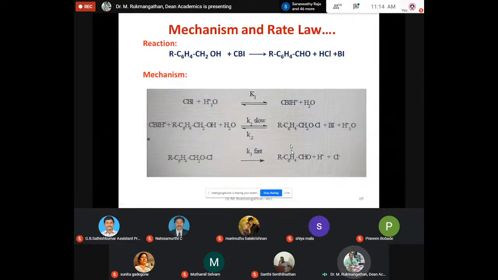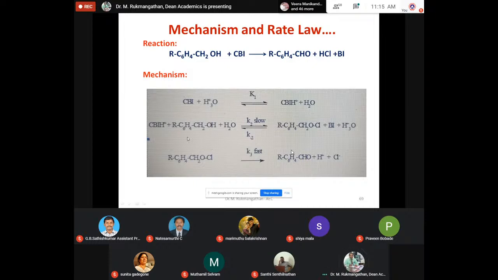And this is the actual reaction steps. This is a reaction, benzyl alcohol and 1-chlorobenzimidazole. This is the parent substrate. This is the oxidant. This is the product, benzaldehyde. Look at the reaction steps mechanism.